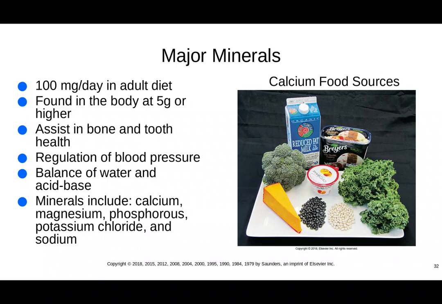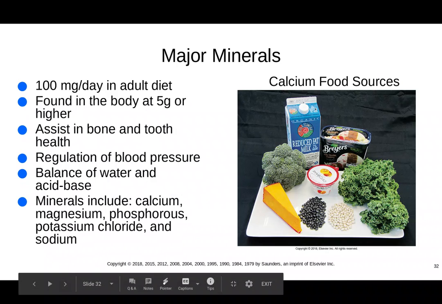So major minerals, we need about 100 milligrams per day as an adult. These are found in the body at 5 grams or higher. So if anything's less than 5 grams, that would be a trace mineral. These assist in bone and tooth health. They help to regulate the blood pressure. They are essential in balancing our water and acid-base ratios. And these include calcium, magnesium, phosphorus, potassium, chloride, and sodium. And here's an example of some good calcium food sources.